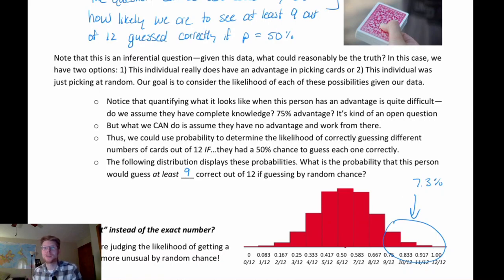No one's going to be able to really tell you that, because it's context that dictates this and how confident we want to be. But I think our intuition tells us that this is a somewhat unusual result. This is not going to happen very often. 7.3% of the time is like 1 out of 15. One out of 15 times we would see something as unusual as this by random chance. So I'd have to take 15 people, have them guess at random, and I'd only expect about one of them to get 9 or more cards correct by random chance.